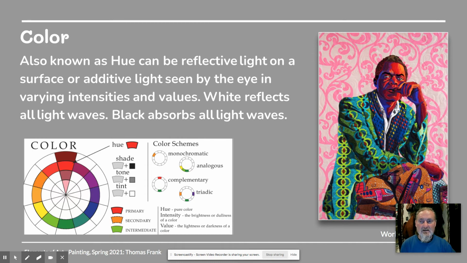Next, we have color, also known as hue, and that is the name of the color. And what we're dealing with here is reflective light. So color has everything to do with how light reflects off a surface. So what happens is a surface will absorb light and it will reflect light. It's the light that gets reflected that is the color identity that we see.